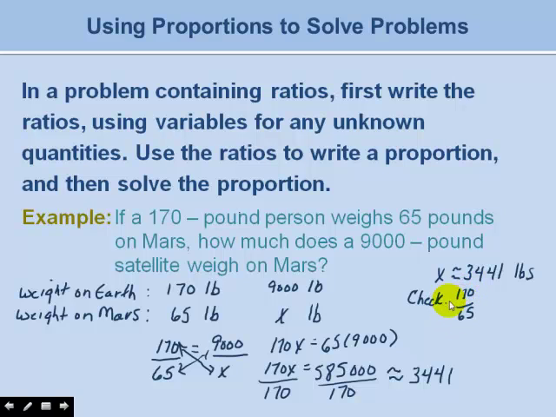So we could go back and check this by using our 3,441 for x, and we should get approximately the same answer on both sides. And this is going to check. So that means that our 9,000 pound satellite on Mars weighs 3,441 pounds.